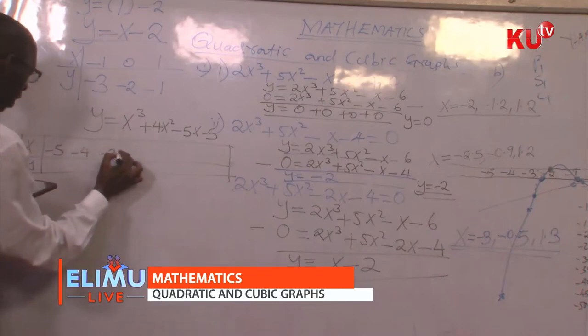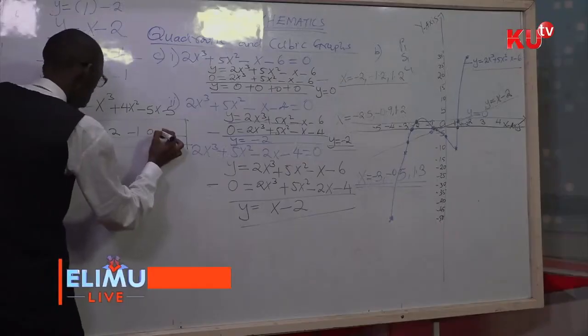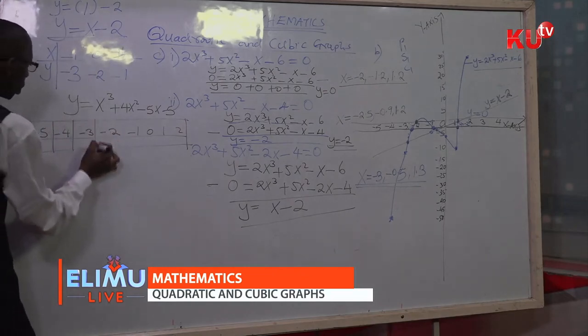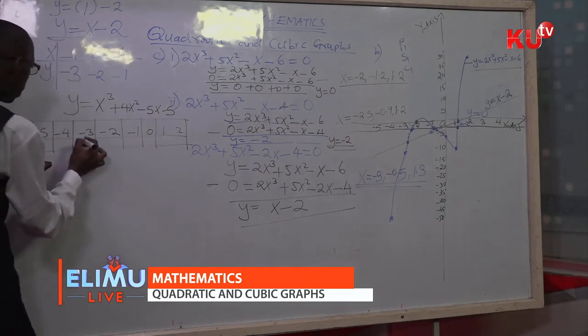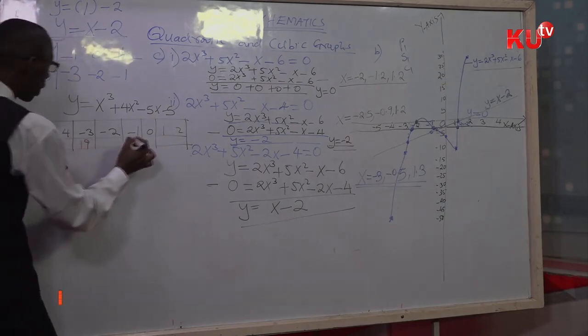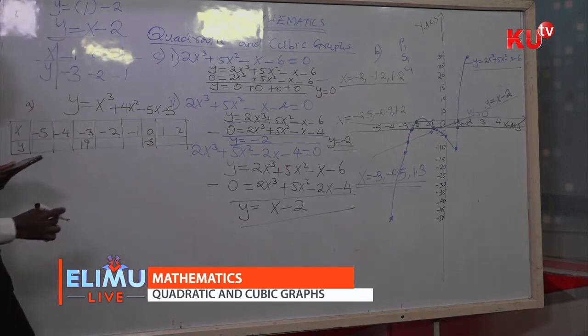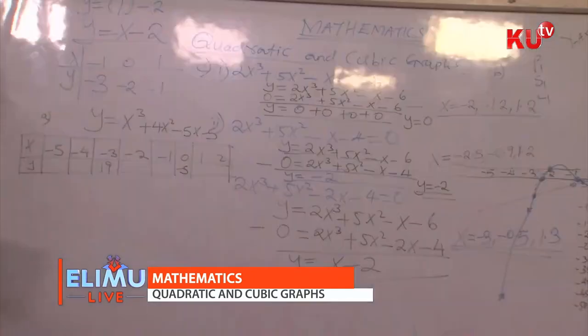The x values range from -5, -4, -3, -2, -1, 0, 1, 2. Some of the values are filled in, like we have 19 there, and we have -5 there. That is question number A. Complete the table for this graph.